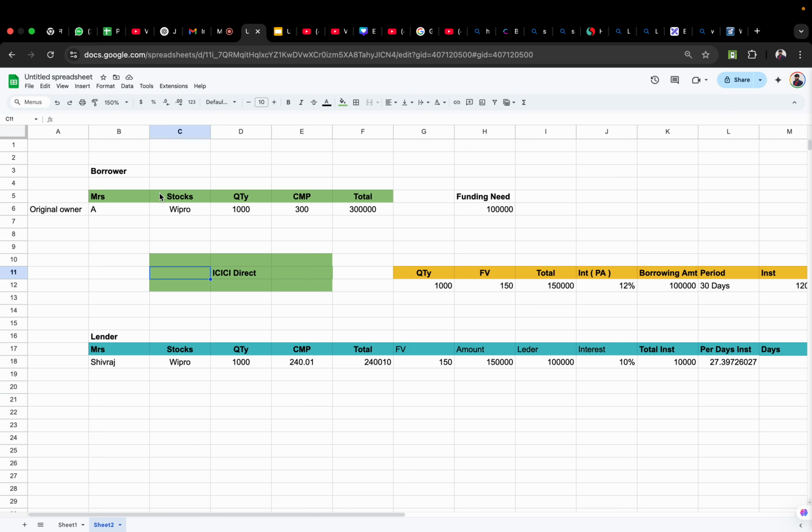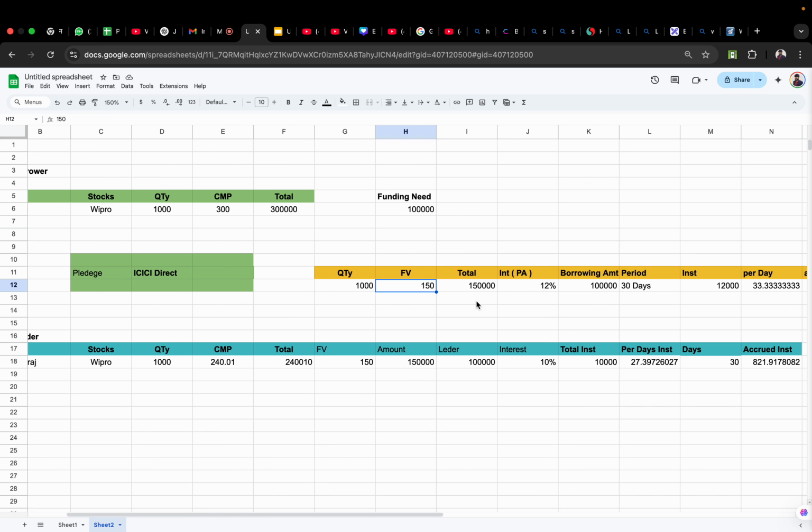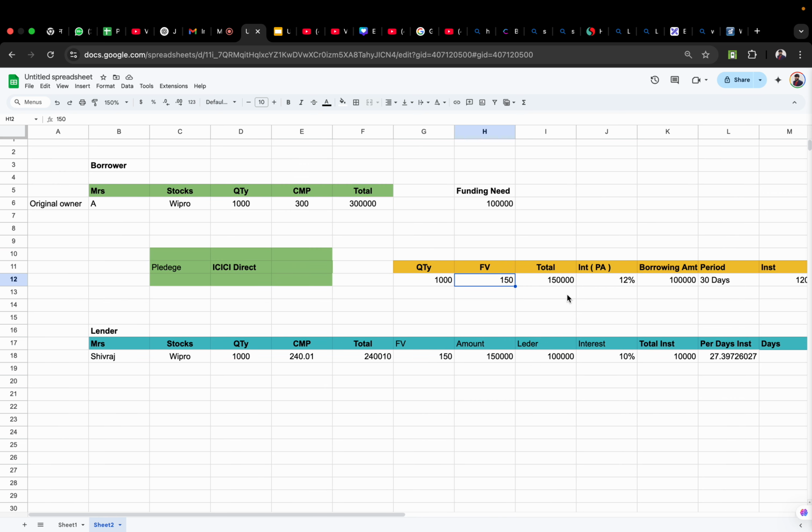All right. So basically the borrower will place securities with ICICI Direct, like 1,000 securities, and withdraw the 1 lakh amount at 12% interest rate. So once, let's say, the fund is received by A, the broker immediately blocks the securities in the borrower's account. So borrowers cannot access those securities or even sell them to others. That process is called a block.